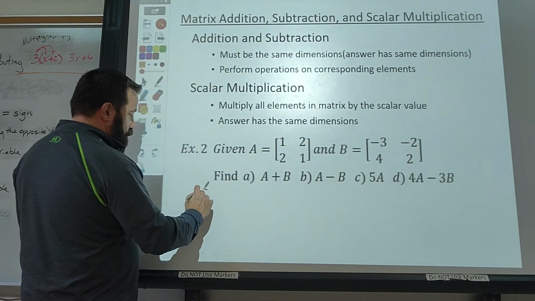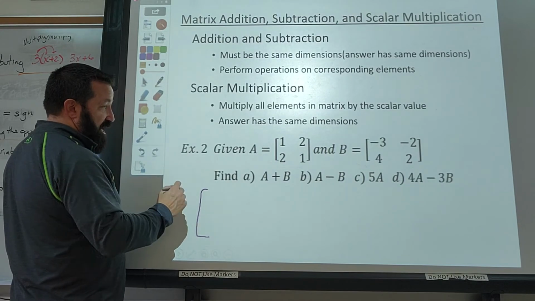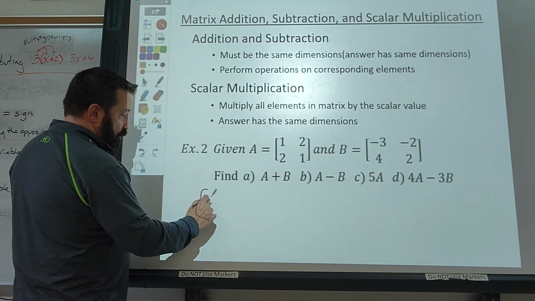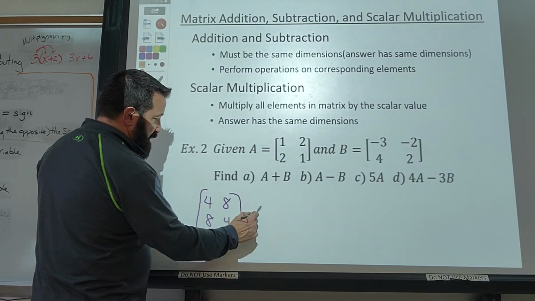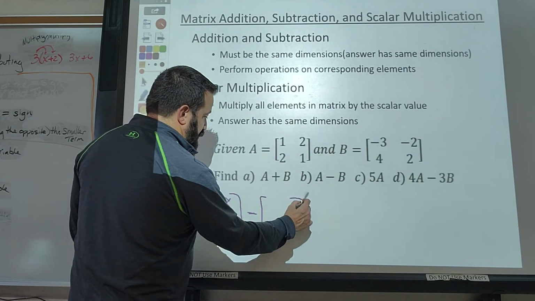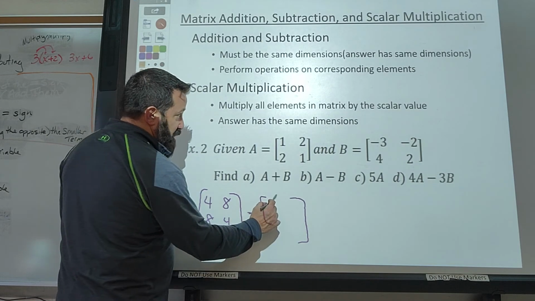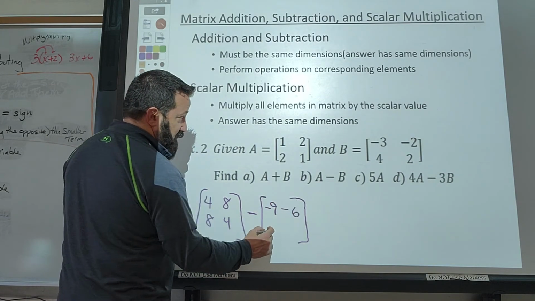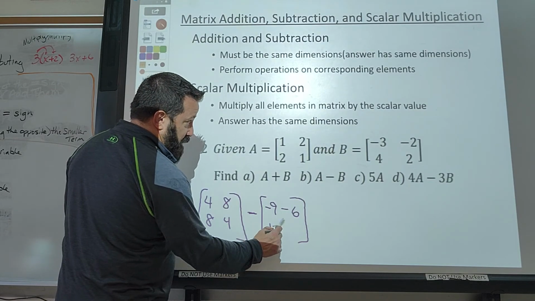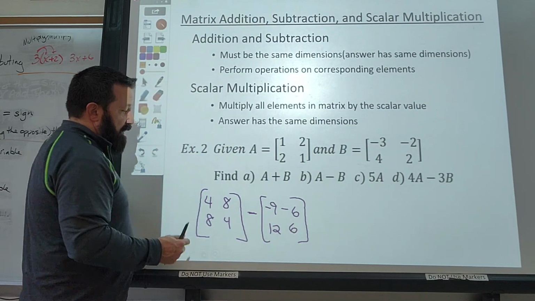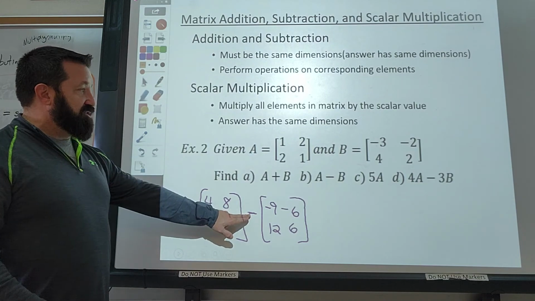So if I'm taking 4 times A, that would be 4, 8, 8, 4, and then minus, and then 3 times B, so that would be negative 9, negative 6, 12, and 6. Now, notice, I have the minus sign still here.